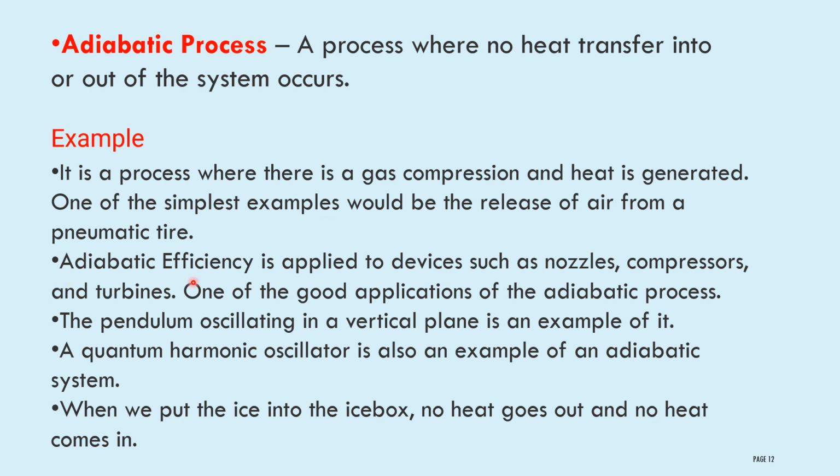Next, adiabatic efficiency is applied to devices such as nozzles, compressors and turbines. One of the good applications of the adiabatic process is in devices such as nozzles, compressors and also turbines. The pendulum oscillating in a vertical plane is an example of an adiabatic process. A quantum harmonic oscillator is also an example of an adiabatic system.